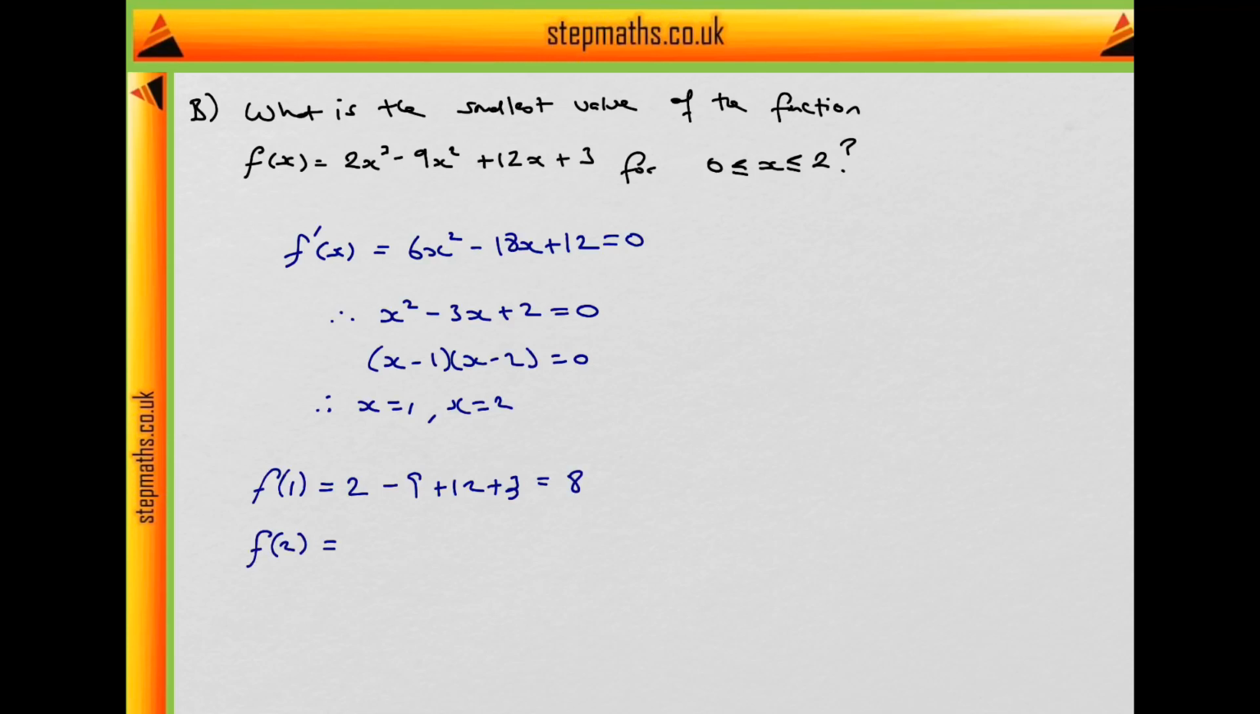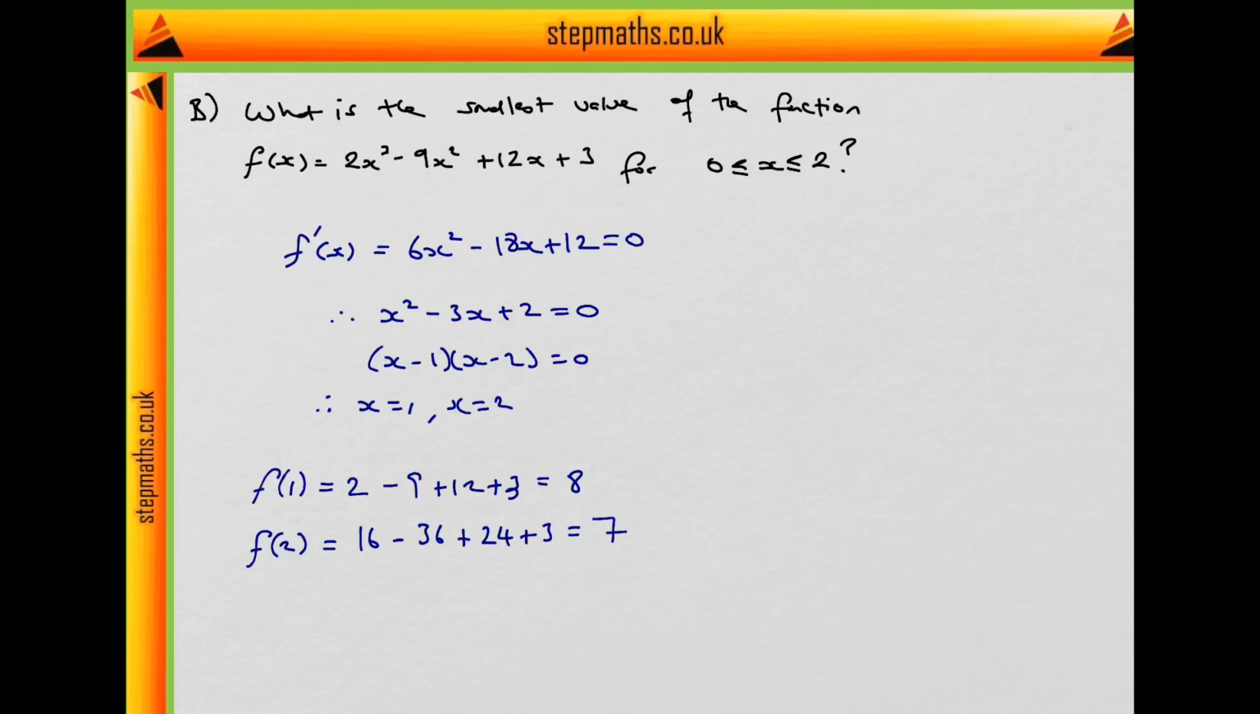f of 2, well, that's 2 times 2 cubed, that's 2 times 8, so that's 16, minus 9 times 4, 36, plus 12 times 2, 24, plus 3. Well, 16 minus 36 is minus 20, plus 24 is 4, plus 3 is 7.